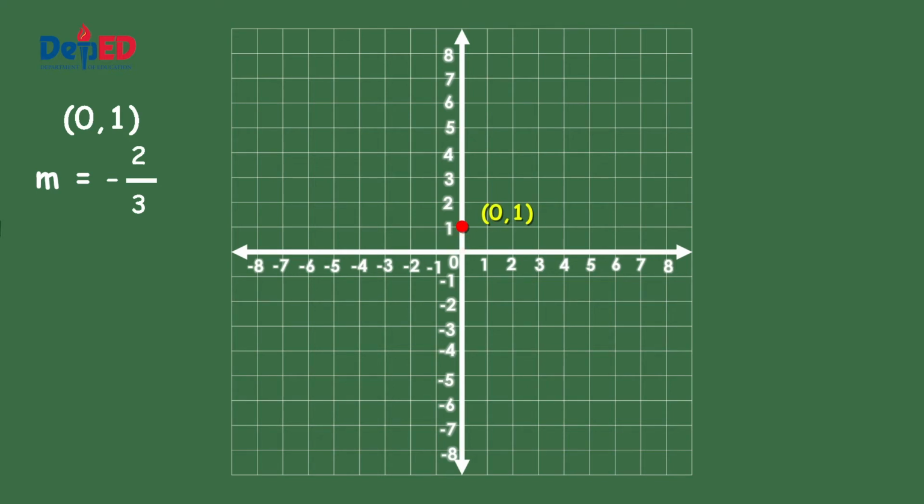Since the slope is negative 2 over 3, we may identify the second point 2 units downward, then 3 units to the right from the given point 0, 1. And there, we now have a second point, 3, negative 1. Lastly, we connect these 2 points, and we now have the line. And that's how you graph given the slope and the point on the line.